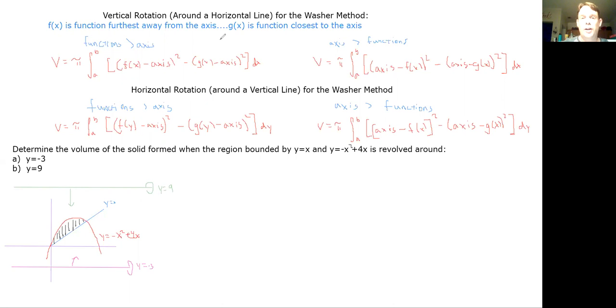So first thing we're going to have to do is figure out where this thing's bounded from. So we're going to take our two equations, set them equal to each other and figure out where our bounds are. So we plug them in here real quick. So I have x squared minus 3x equals 0. Factor out our x. So this thing is going to be bounded from 0 to 3.